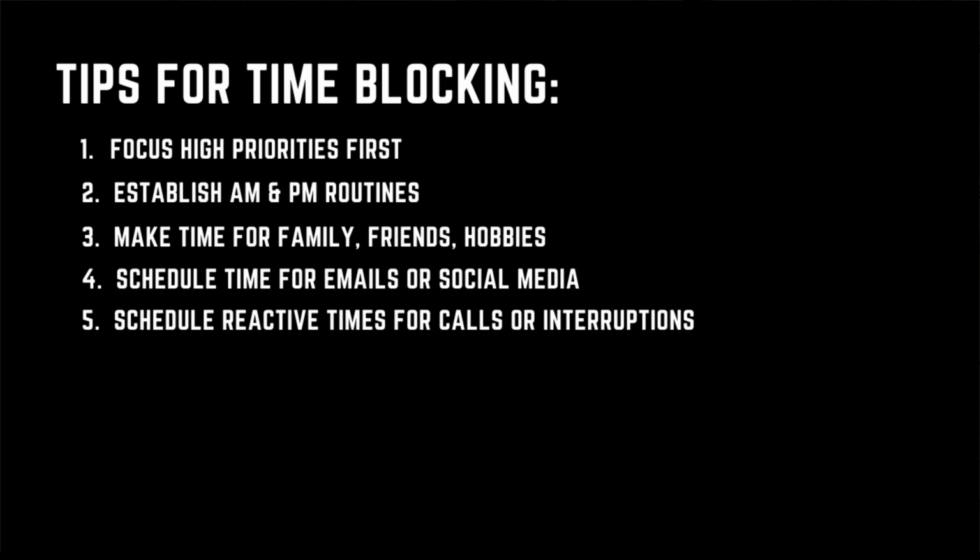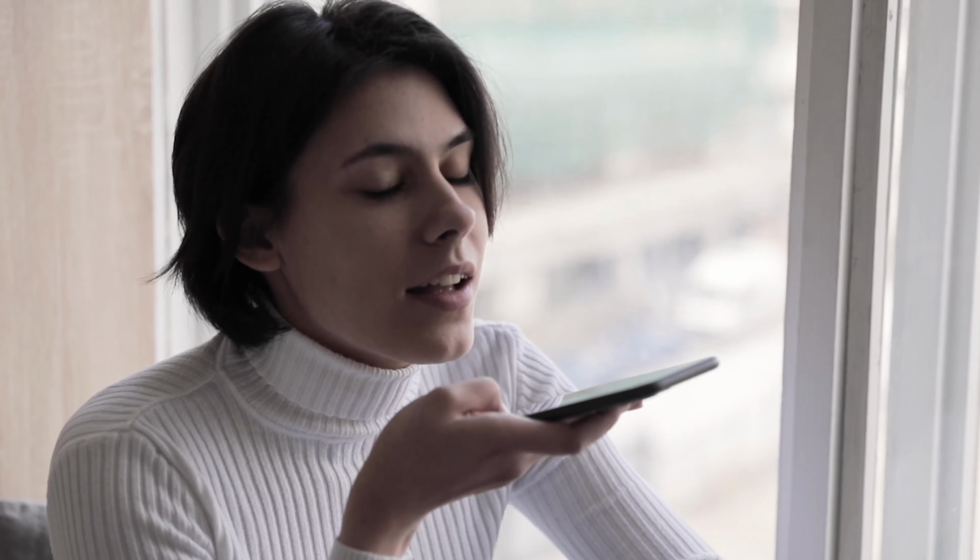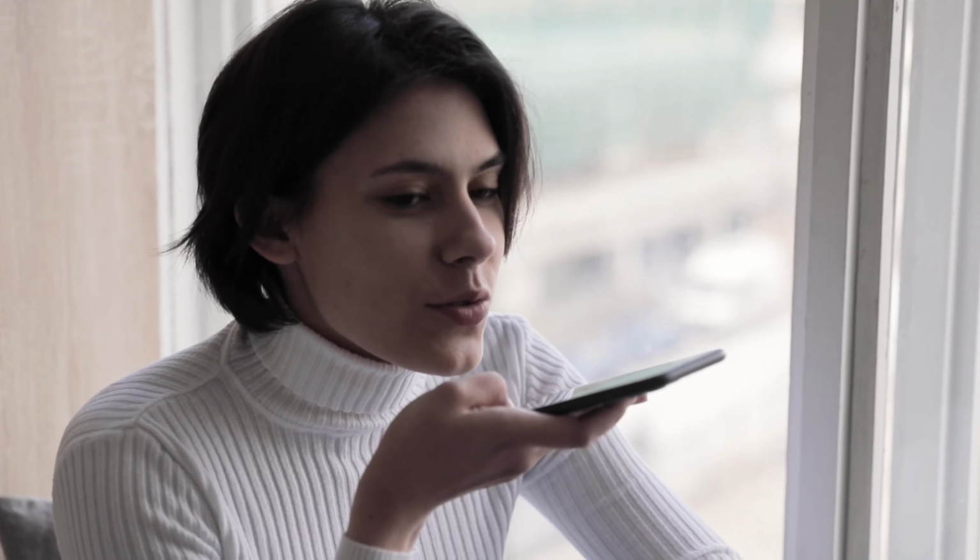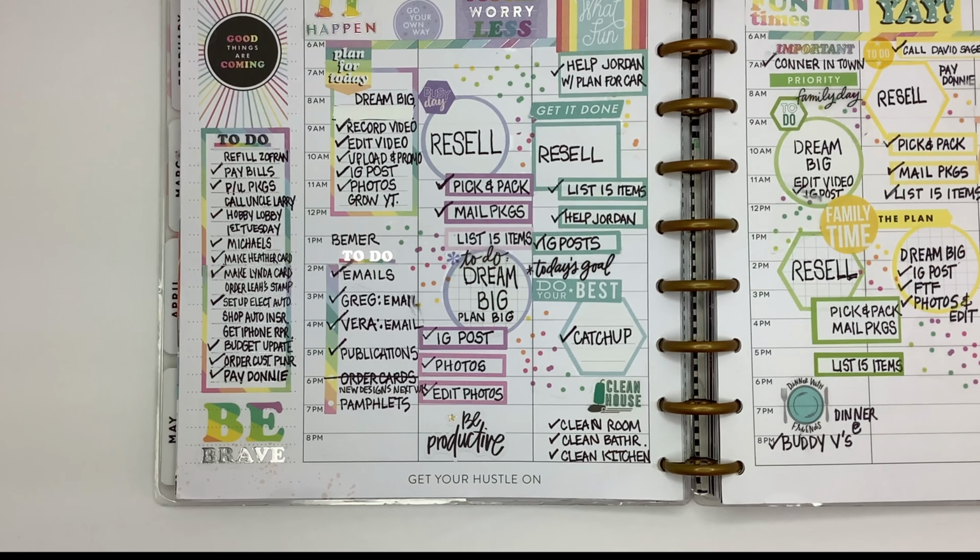Also, add blocks of time for reactive tasks. Now, these could be calls or emails. Your day's not going to just go perfect where everybody's going to happen to call you during your time that you have blocked to do phone calls or emails. You're going to get calls throughout the day. So you can add some blocks in for reactive tasks.